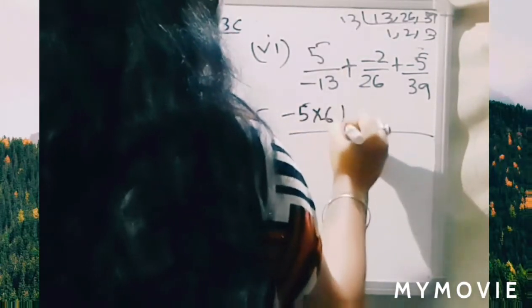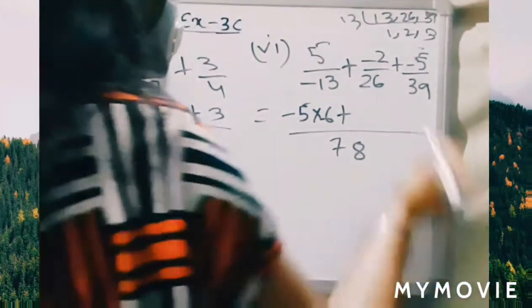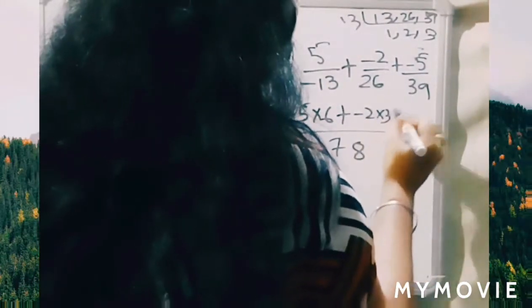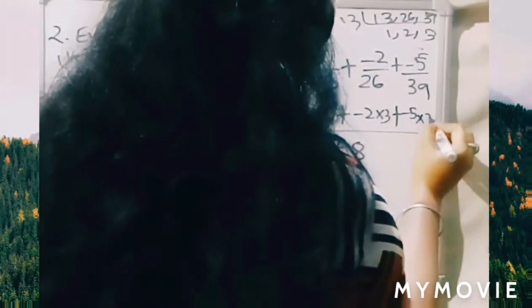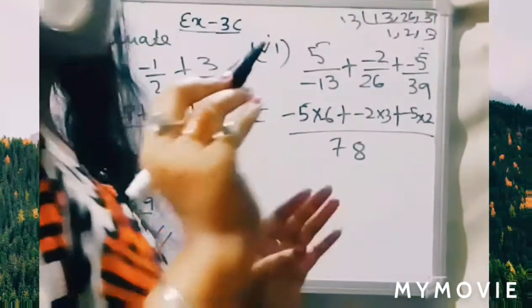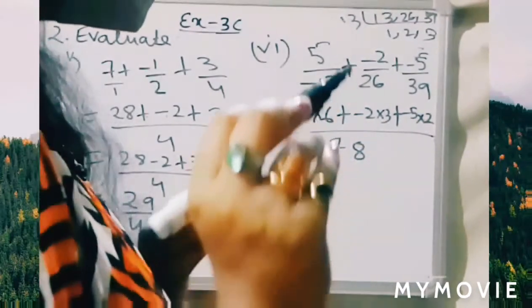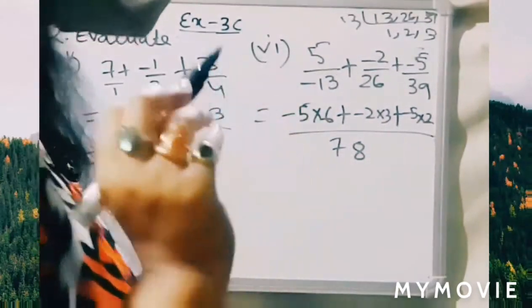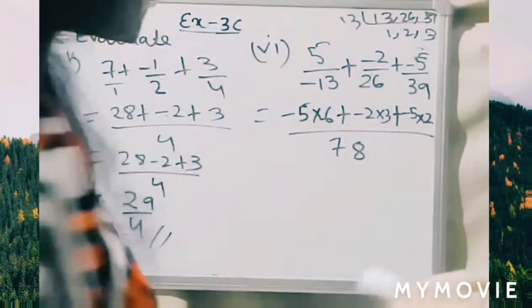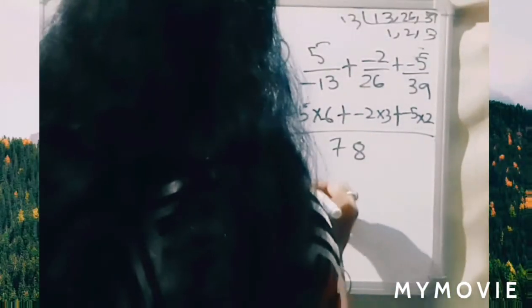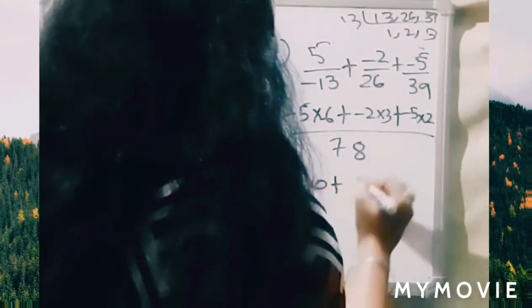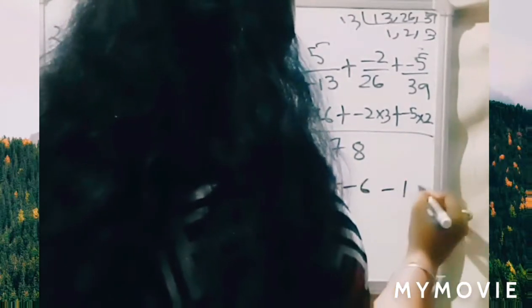5 will be multiplied with 6. 26 3s are 78. Minus 2 will be multiplied with 3. 39 2s are 78. Minus 5 will be multiplied with 2. You have to be very careful in the multiplication table, because this multiplication table is very useful from your examination point of view and for your basics also. 5 6s are 30, minus 30. 2 3s are minus 6, again minus 10.